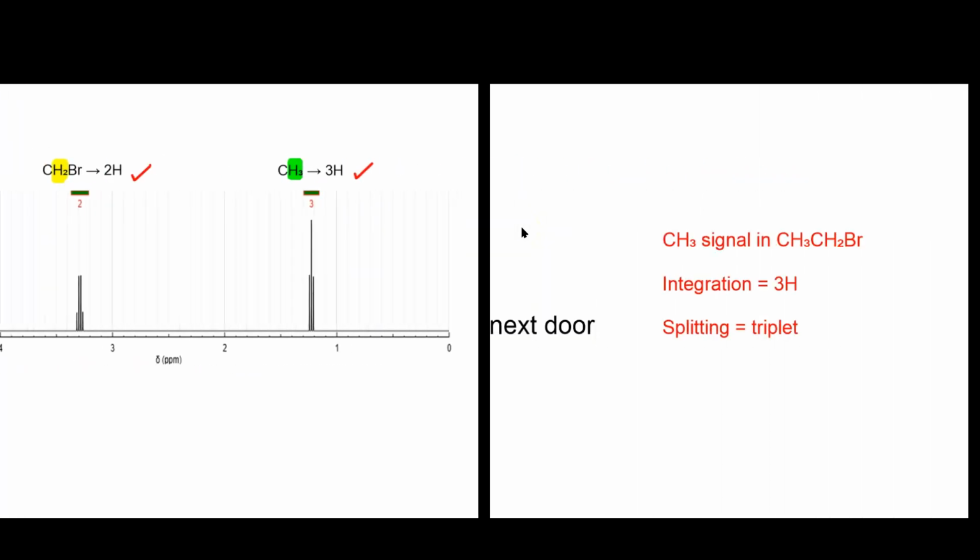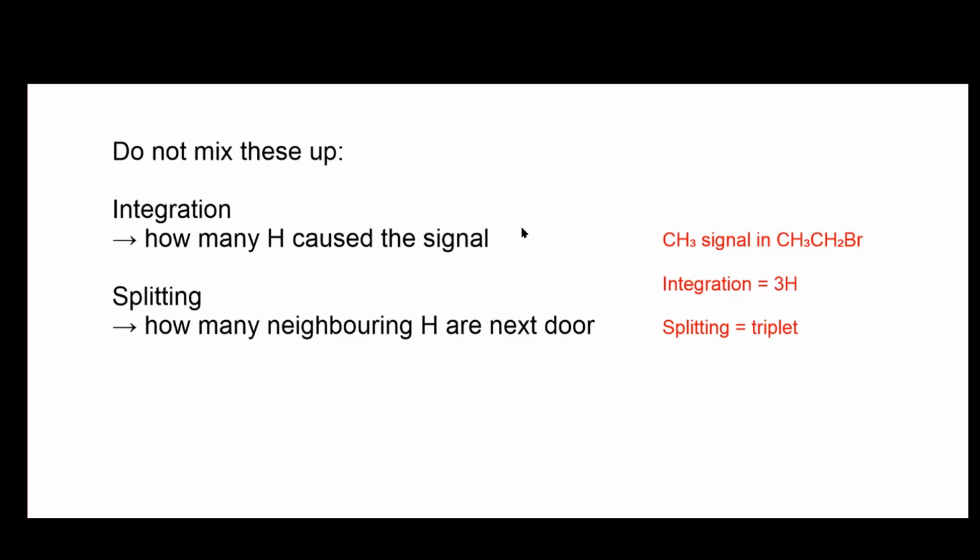The CH₃ signal integrates to 3 hydrogens. So, the 3 hydrogens caused the signal. But it appears as a triplet because there are 2 neighboring hydrogens on the adjacent CH₂ group. Hence, the 2 neighboring hydrogens cause the triplet because of the n+1 rule. 2 + 1 = 3, it gives a triplet.